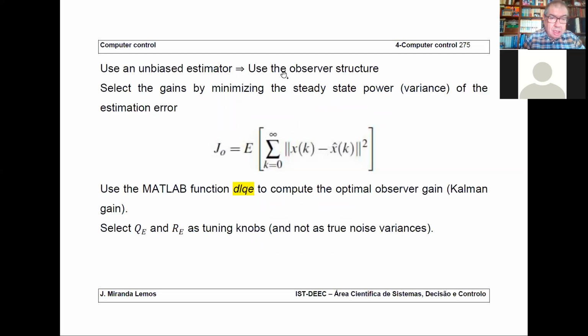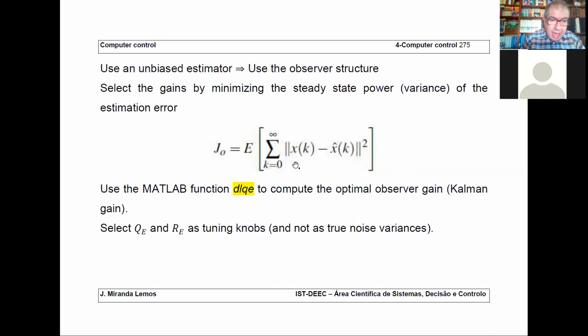Now, to have an unbiased estimator, you should have the observer structure, either the predictive or the current. Okay, let's consider the current. The second specification that you impose is on the steady state power, better to say energy, because I'm summing from 0 up to infinity, of the estimation error. So you have the estimation error, norm squared. Remember that these are vectors. And then I sum everything up to infinity, and I take the expectation of this value. So that's the power of the deviations. I want this to be minimum. So I want to select X hat such that this is minimum.